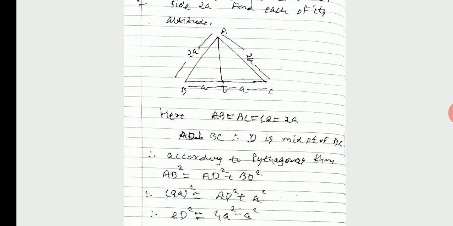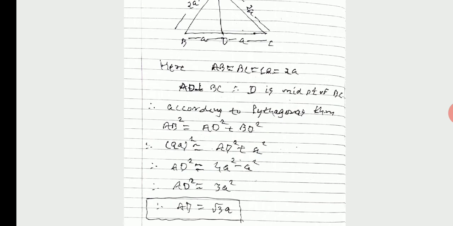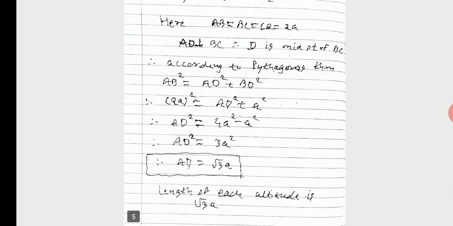So according to Pythagoras theorem, AB square equal to AD square plus BD square. So we can write down 2A whole square equal to AD square plus A square. So AD square equal to 4A square minus A square. So AD square we are getting 3A square. So AD equal to root 3 A. So here length of each altitude is root 3 A.